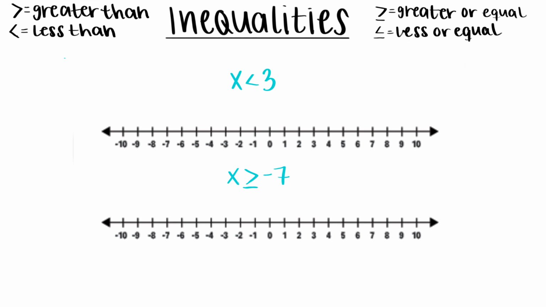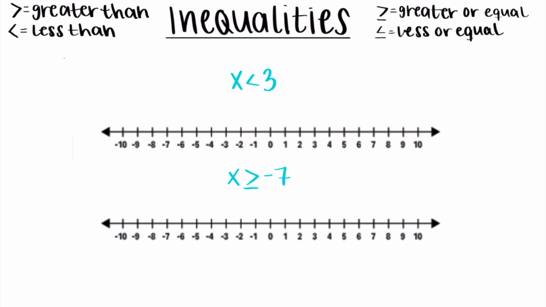So first of all, our symbols I have up in the upper left and right hand corners. So we have our greater than and less than, and then we have our greater than or equal to and our less than or equal to. So if it has that line underneath it, that means it could equal that number. If not, it means it can be everything up until it.